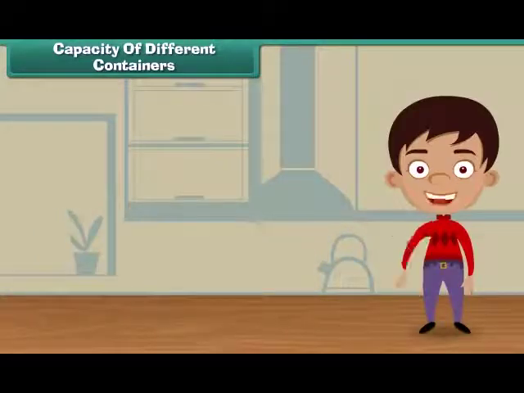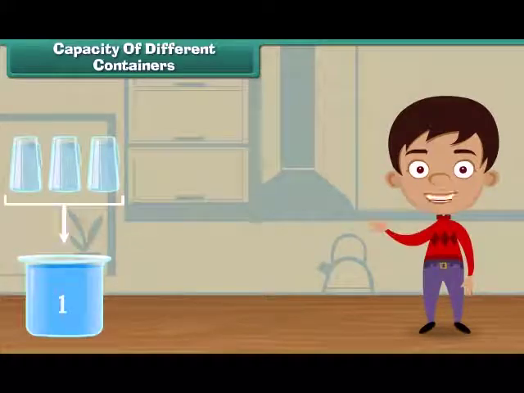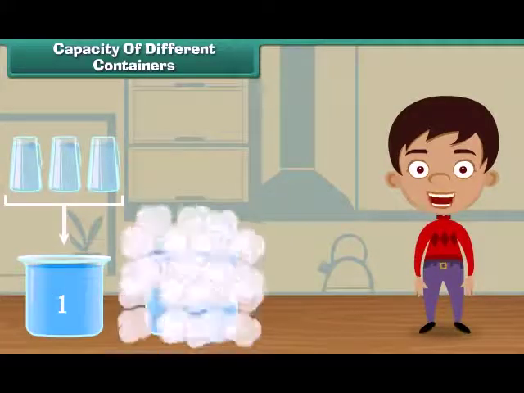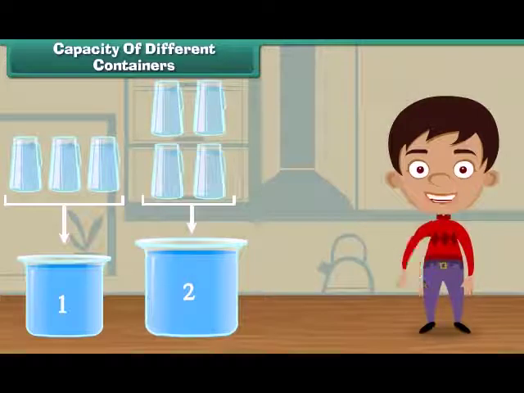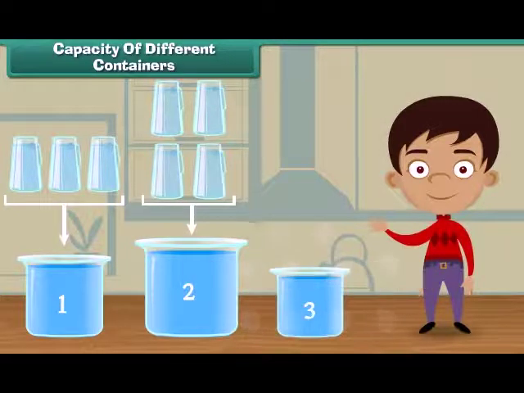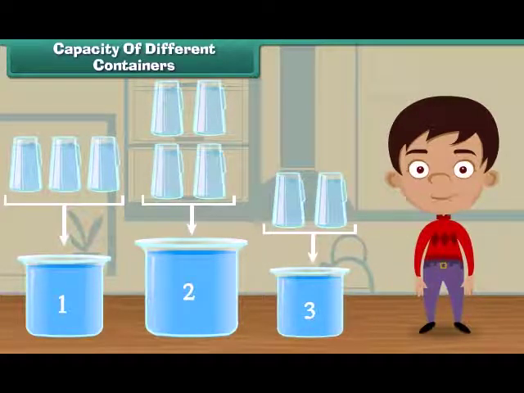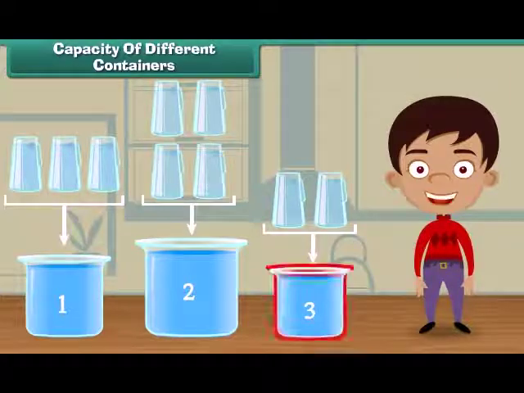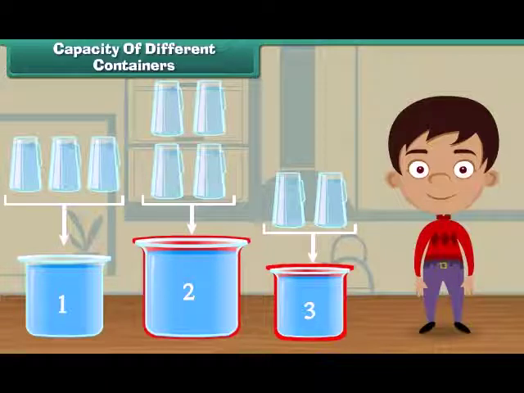Friends, we have seen that vessel 1 is filled with 3 jugs of water. Vessel 2 is filled with 4 jugs of water. And vessel 3 is filled with 2 jugs of water. It means vessel 3 holds least water. And vessel 2 holds most of the water.